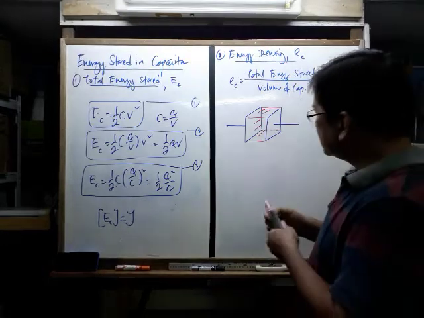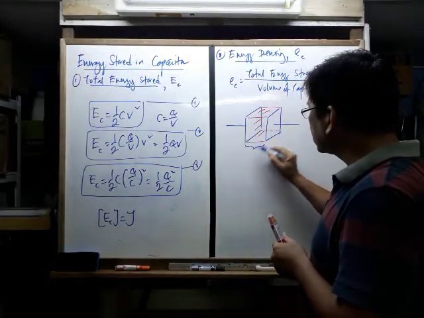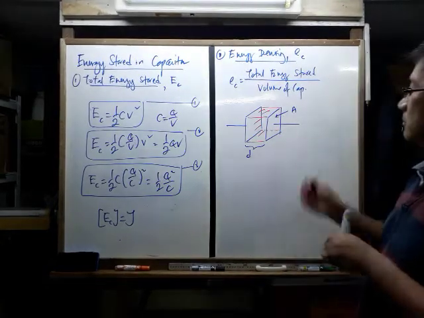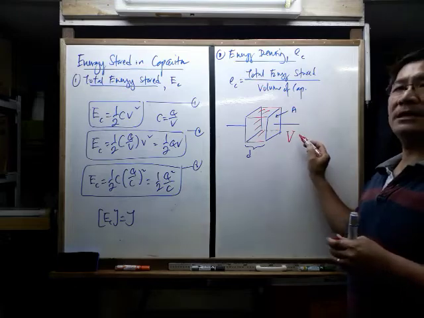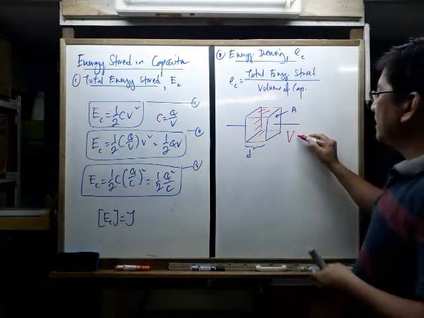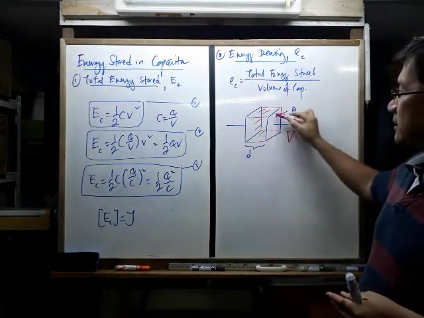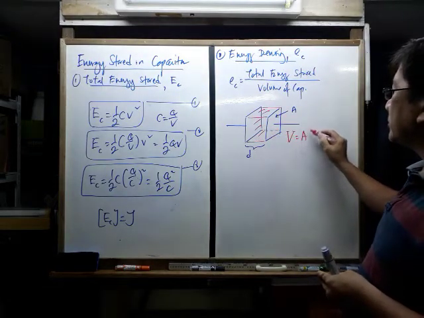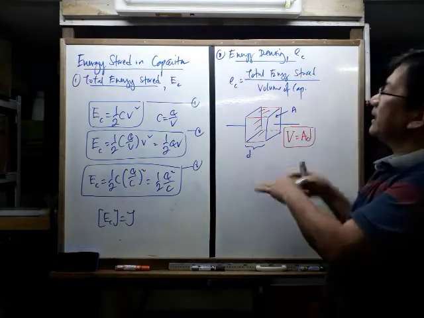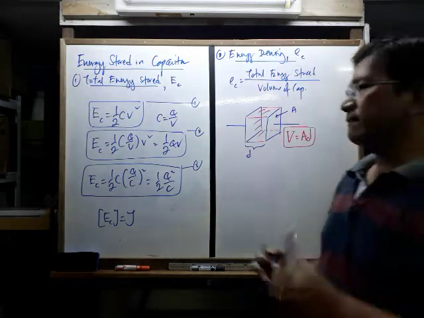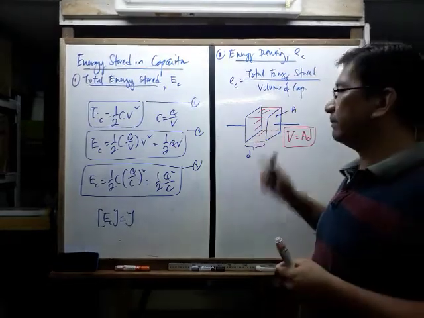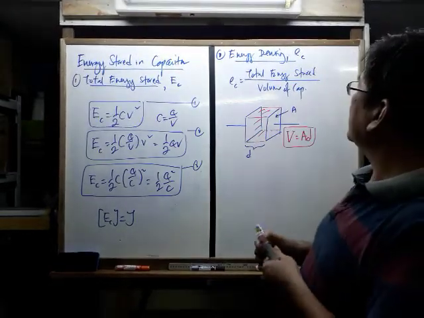Since the distance here, or the separation, is D, and the surface area is A, our volume, I use this V so that you don't get confused with this V. This is voltage, this is volume. So the volume in between the space here is the surface area multiplied by the separation, which is AD. This one can give us another formula which is very useful when you are asked to calculate the electric field in between the parallel plates.